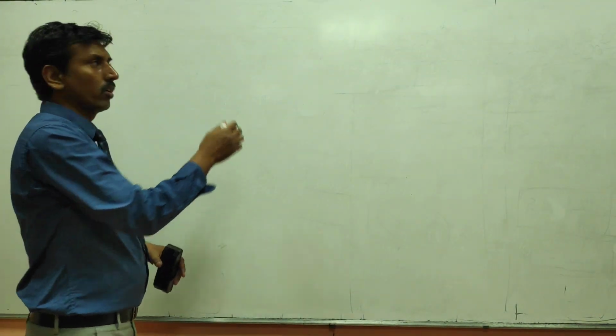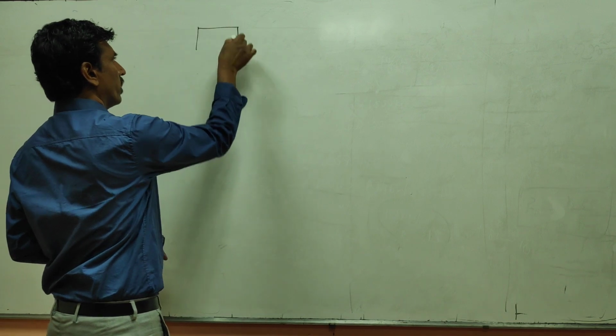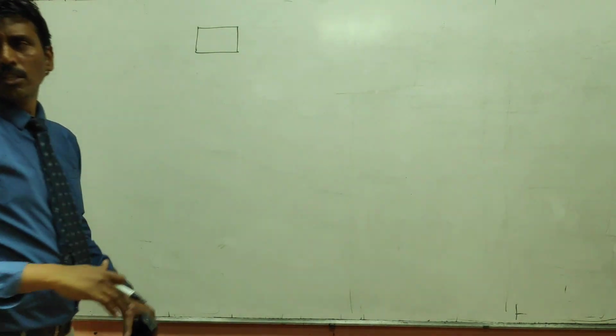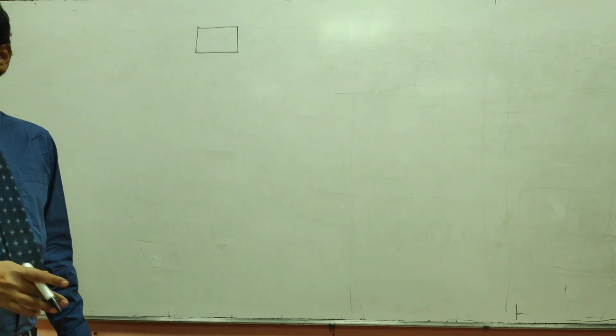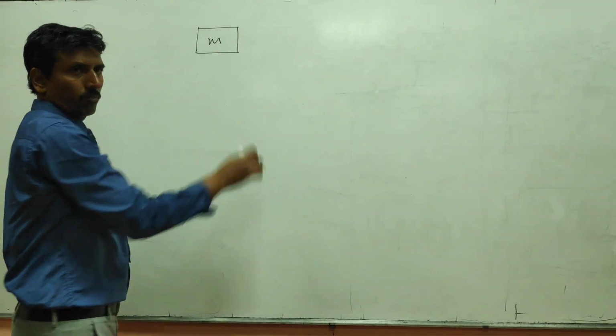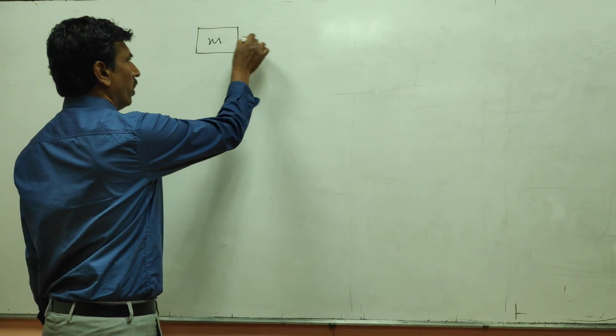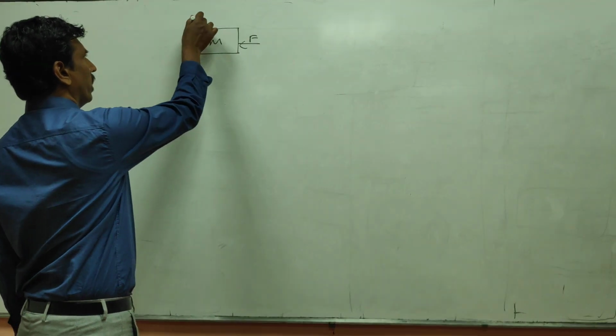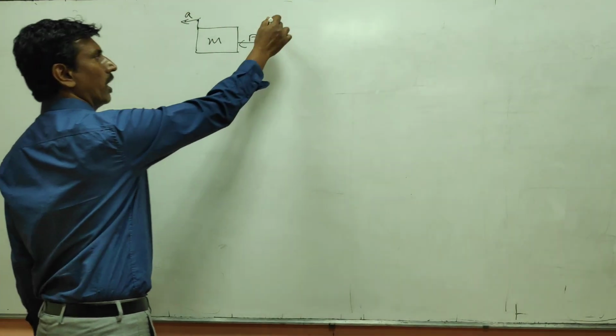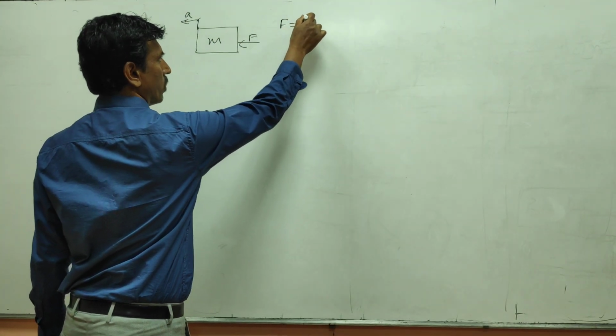We know that if there is a body, imagine this body in space. If it has got a mass and if it is applied with the force F, the acceleration that it gets is a, and the relation for these three terms is F is equal to ma.